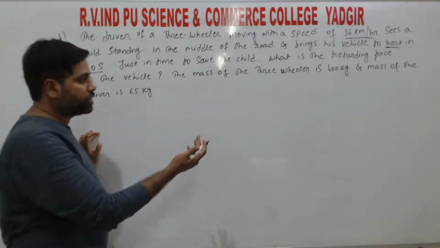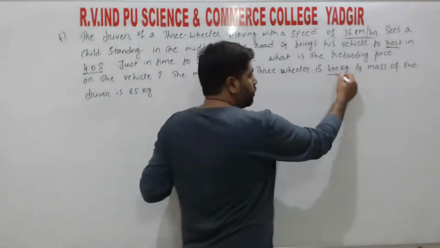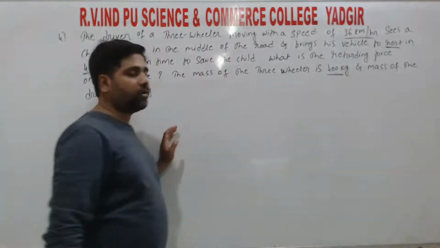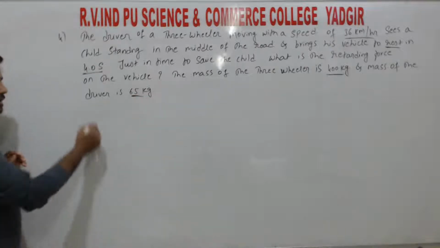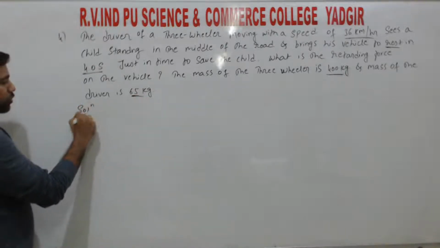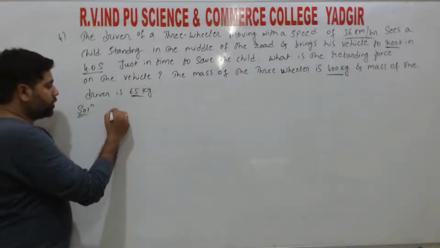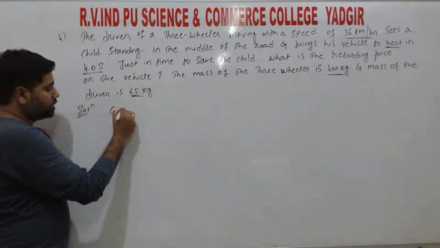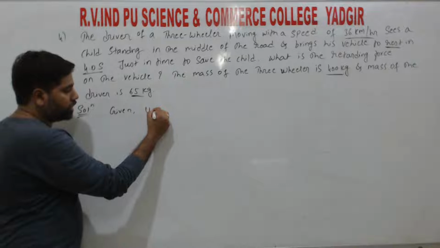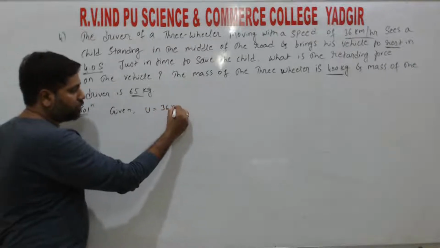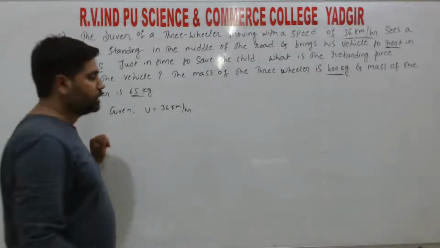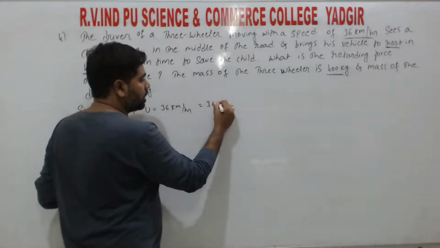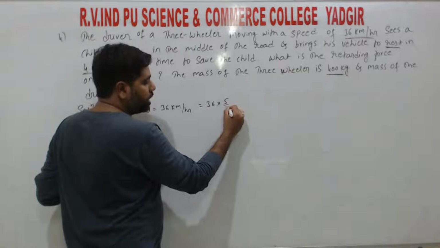So they mentioned the mass of the vehicle is 400 kg and the mass of the person is 65 kg, right? So same here, first we need to write the given data. The initial speed is 36 km per hour. We need to convert this to meter per second, so that is 36 into 5 by 18.